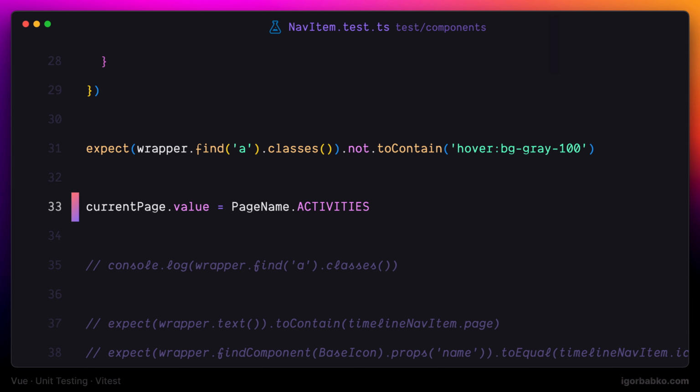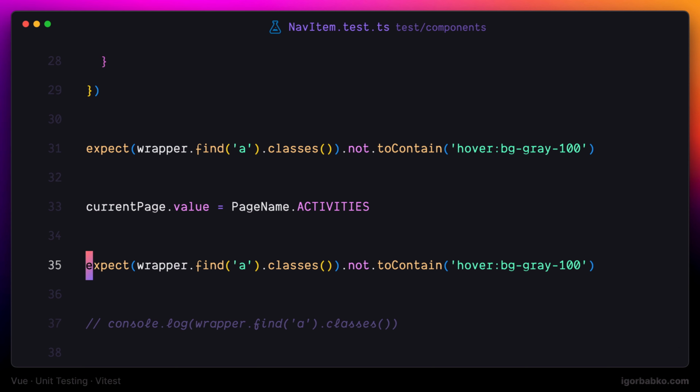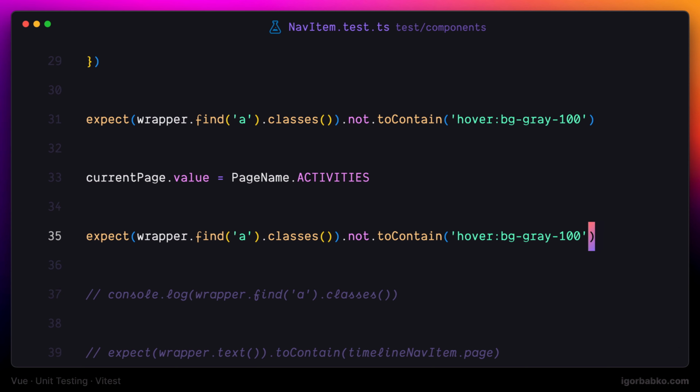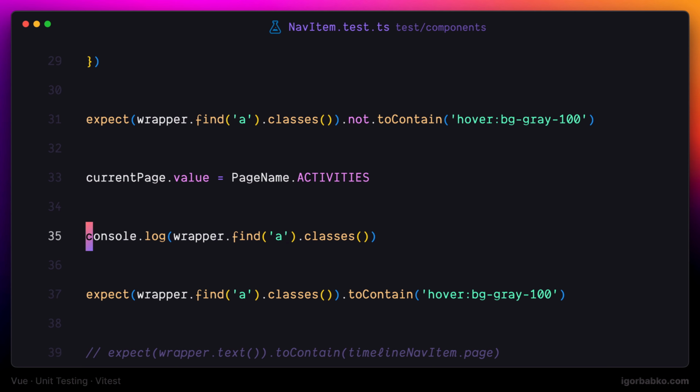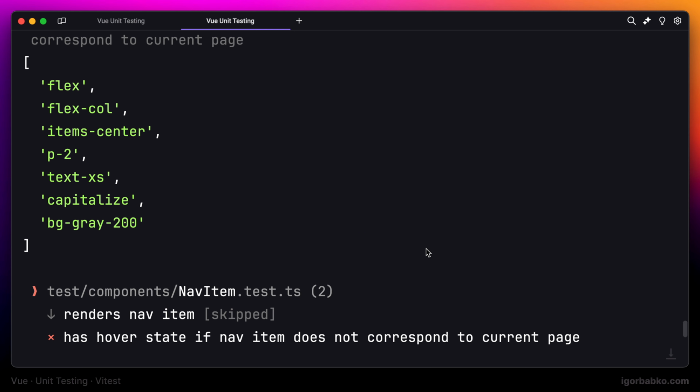Let's test it out. I'm going to use the same expectation, but here, instead of negating it, I'm going to check that the hover class in this case will actually be present on the A element. And also let's print out the list of new classes. But as you can see, the test has failed and we are not seeing the hover class. So why did it happen?